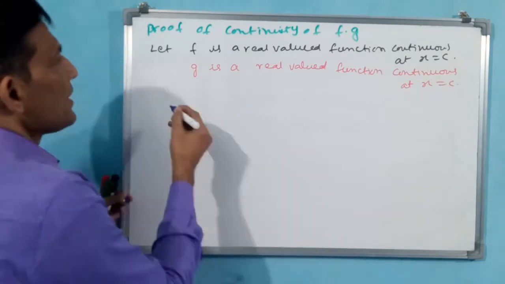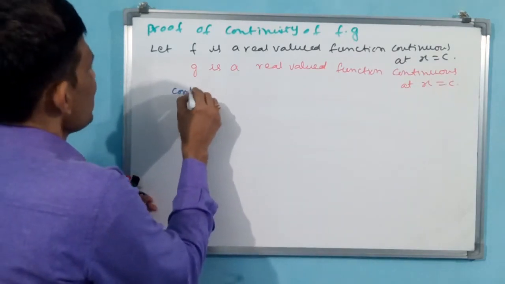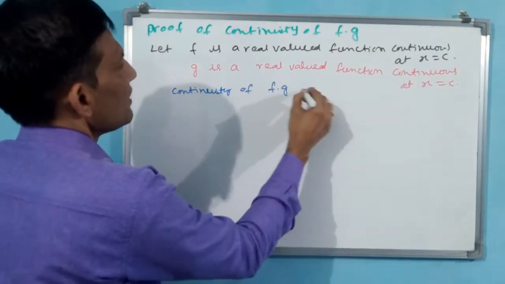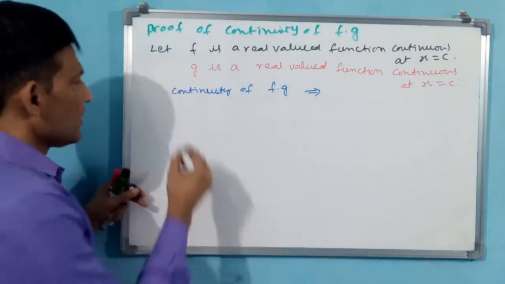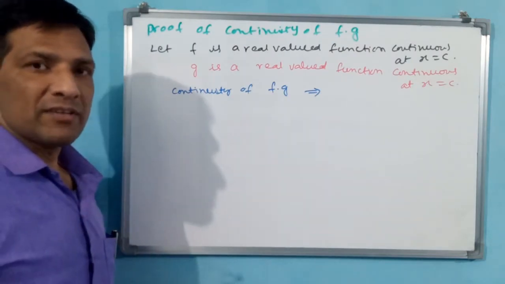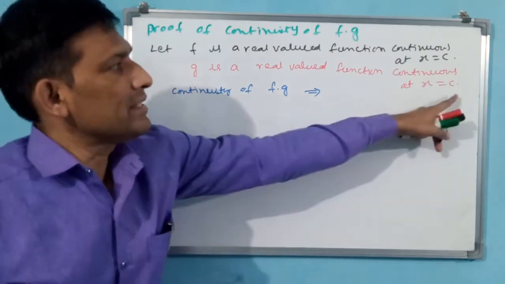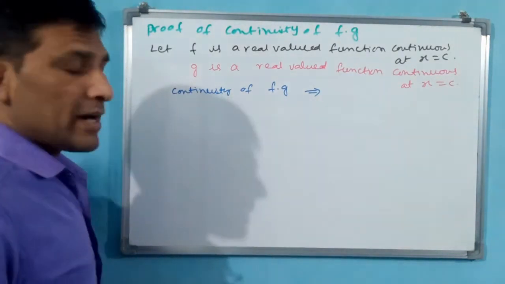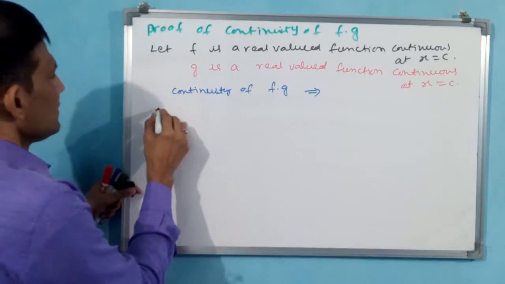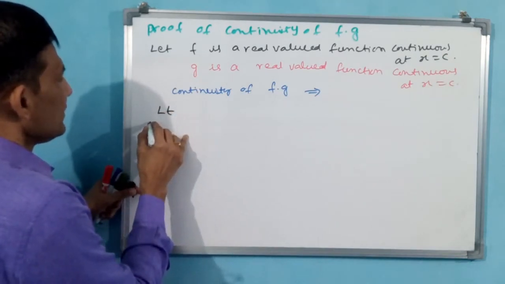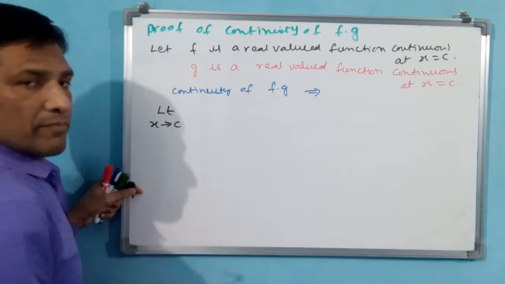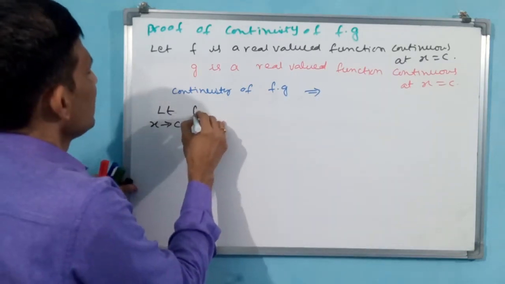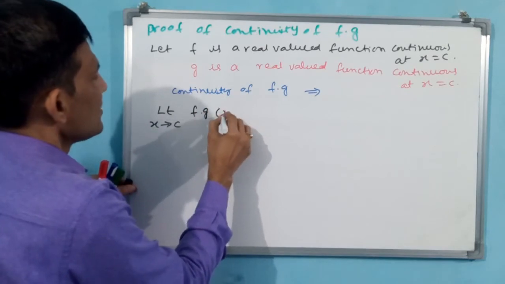Continuity of fg, you see what I am writing. Continuity of fg implies... Okay. You see continuity, how are we checking normally? Limit only. Where that limit? Limit at c. Same thing we have to write. Let me write. Limit x tends to c of f g x.